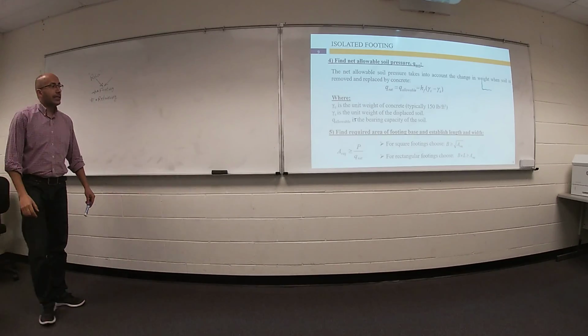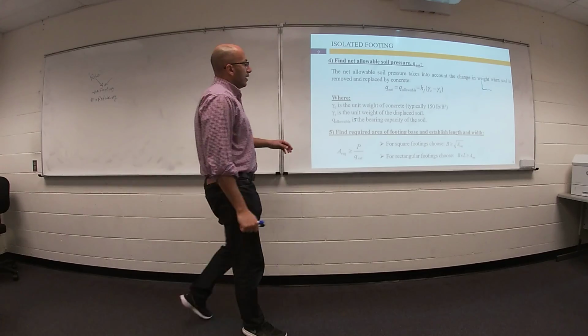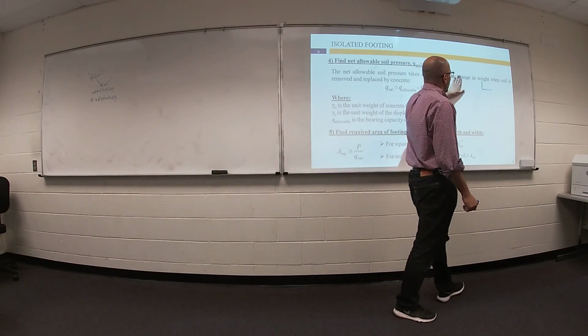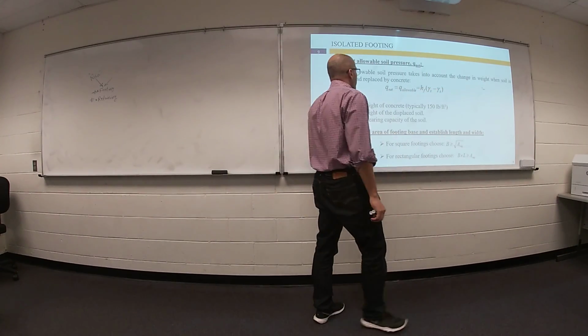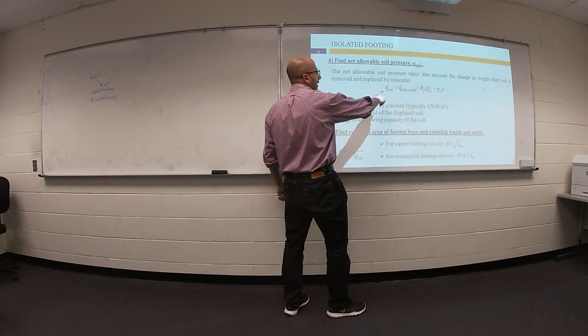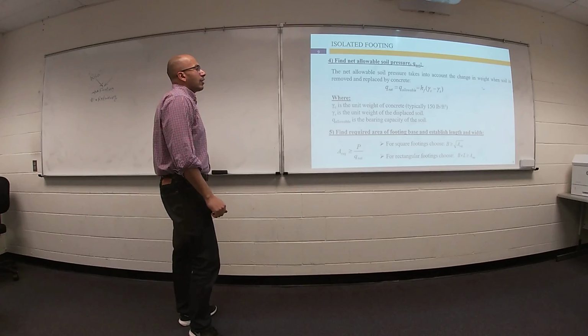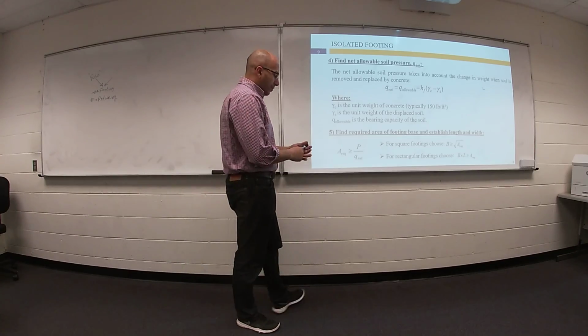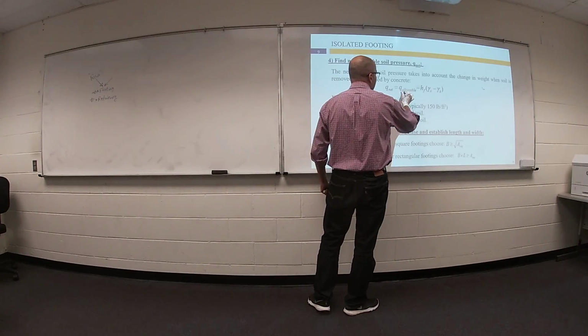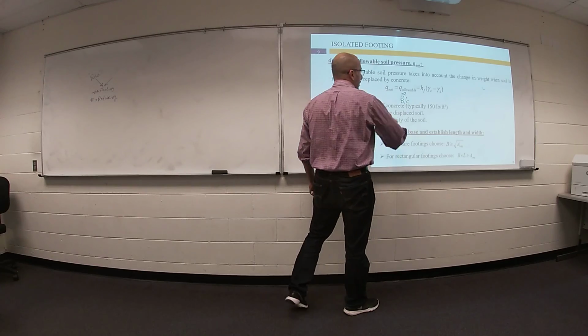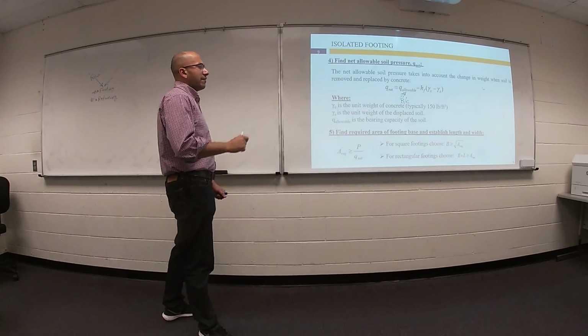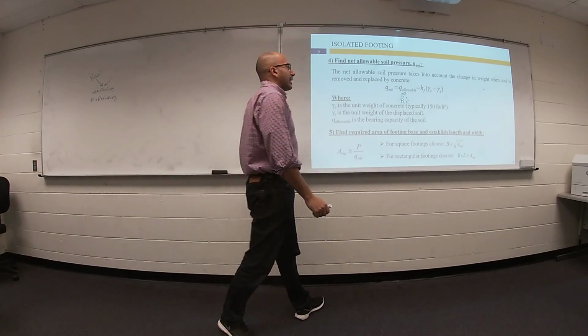Next step, what is the dimension of your footing? Before this, we need to figure out the Q net soil pressure, which equals Q allowable, which may be called bearing capacity of the soil, minus HF times gamma concrete minus gamma soil.